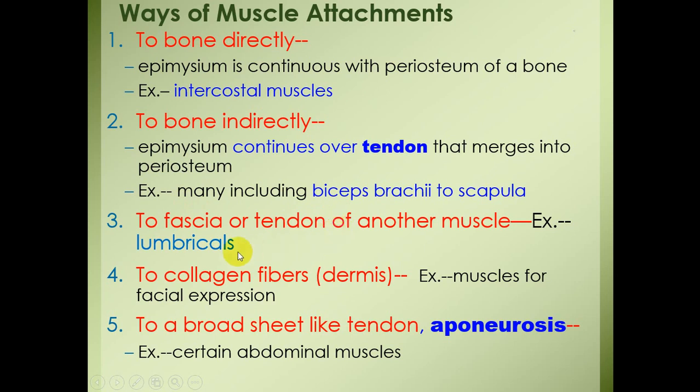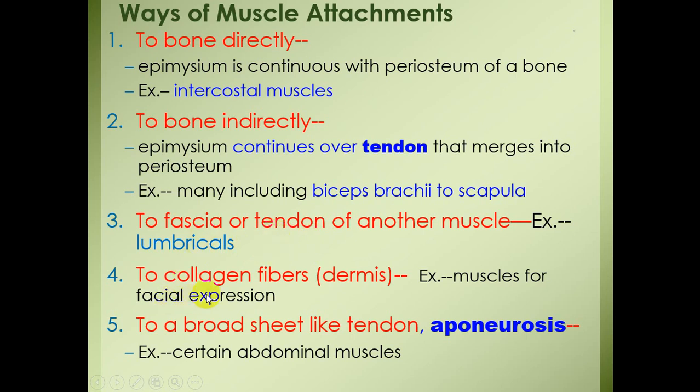Then muscles are also attached via fascia or tendons of other muscles. For example, the lumbricals: their origin is attached to the flexor digitorum profundus in the upper limb, and the lumbricals in the lower limb are attached to the tendons of flexor digitorum longus. And their insertion is attached to the fascia-like expansion of the extensor digitorum, which is called the extensor expansion. So this muscle fits in both criteria.